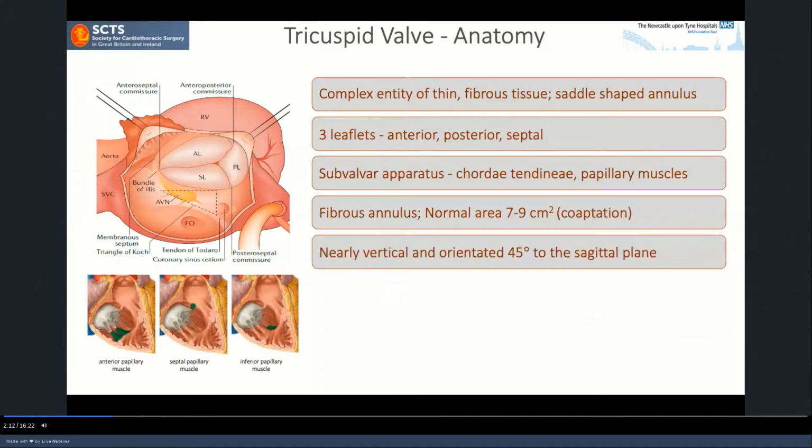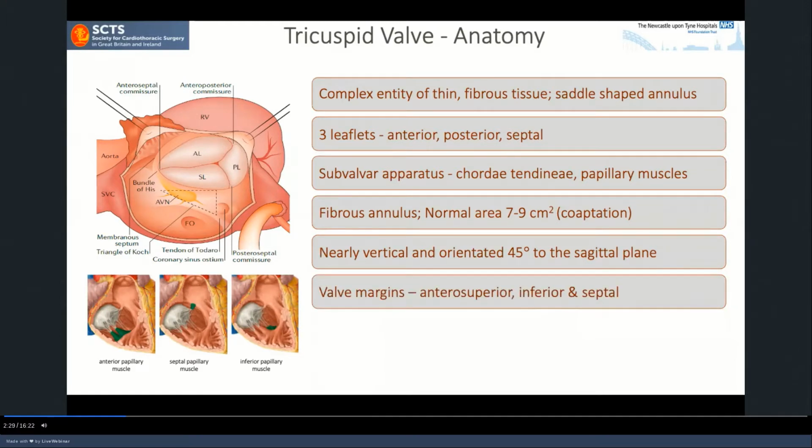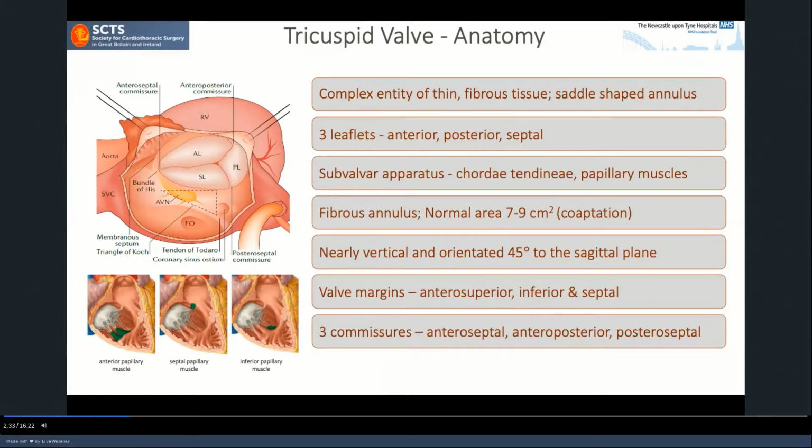The other finding is that it's vertical and orientated 45 degrees to the sagittal plane, and this becomes quite important when performing transesophageal echocardiography because it can make identifying and visualizing the leaflets difficult when compared to the mitral valve. It has valve margins anterior superior, inferior, and septal, and it comes with 3 commissures.